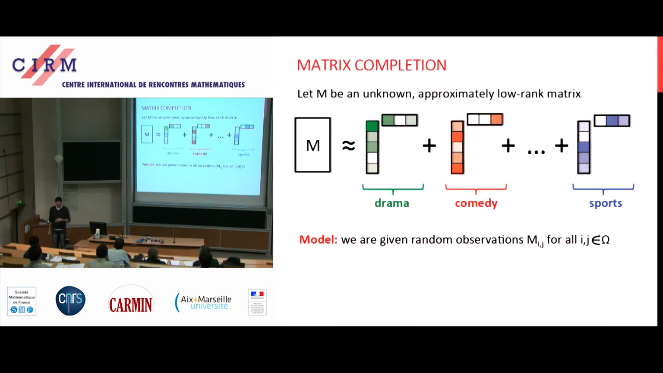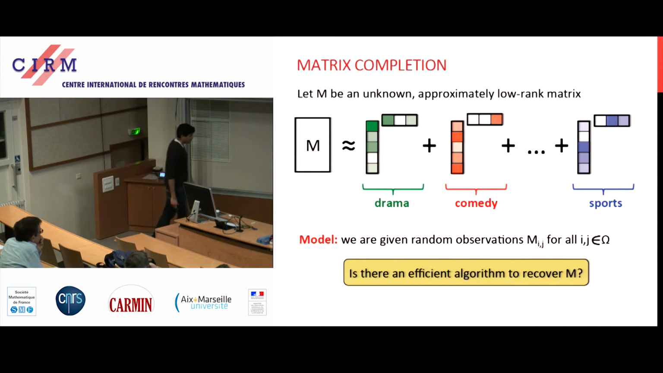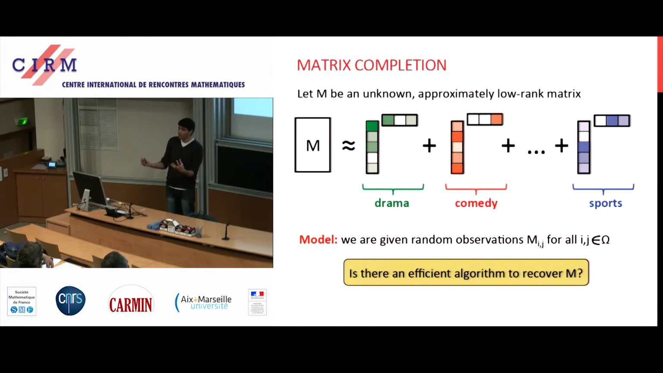It's true that what you really need is that you need enough randomness that people have rated many different things, but I can tell you more about that later, and I don't want to get too bogged down in the modeling details at this point. But the basic idea is that with this type of setup, if you have some structured object, in this case an approximately low rank matrix sitting underneath, can you really recover it from a few random observations?